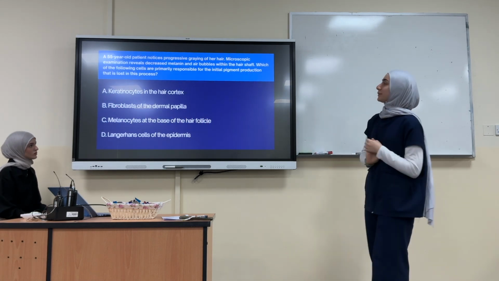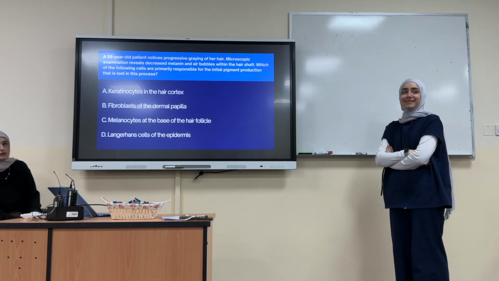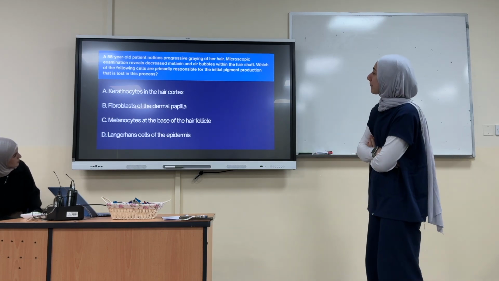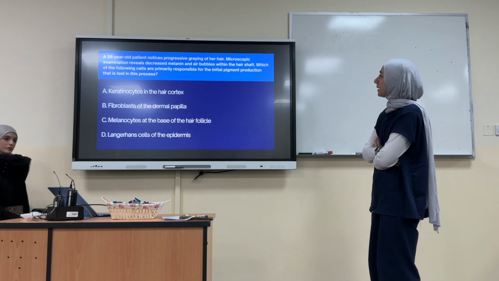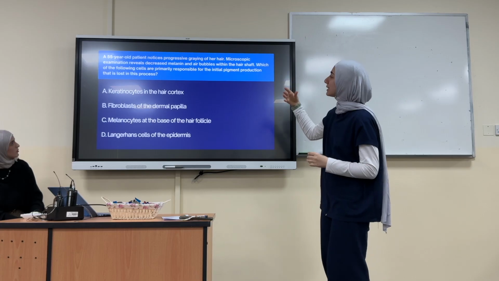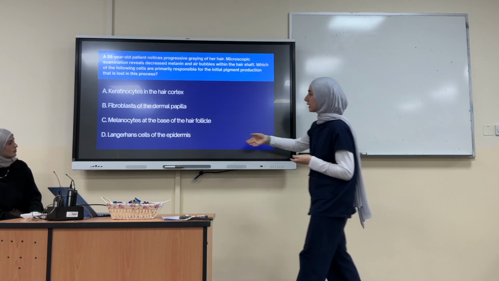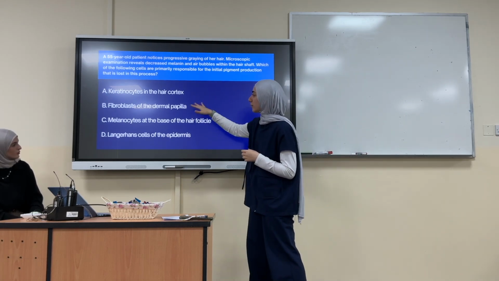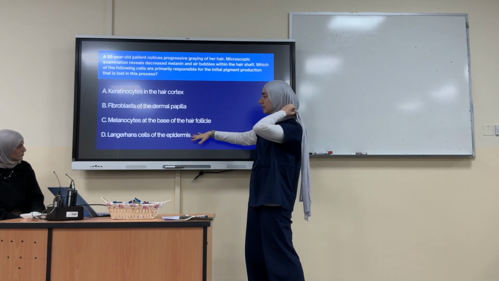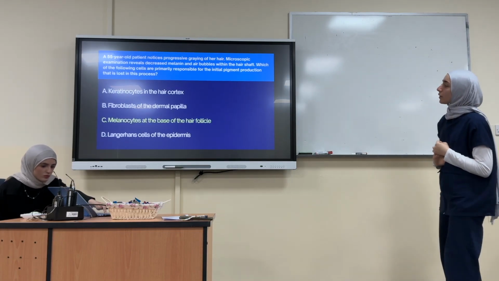What do you think the answer is? Melanocytes at the base of the hair follicle. Does everyone agree? Okay, so let me go through the question. Which of the following cells are primarily responsible for the initial pigment production? So definitely keratinocytes produce the keratin, fibroblasts, connective tissue, collagen, and so on. Langerhans cells are immune, so this one is the correct answer. Good job. Moving on.